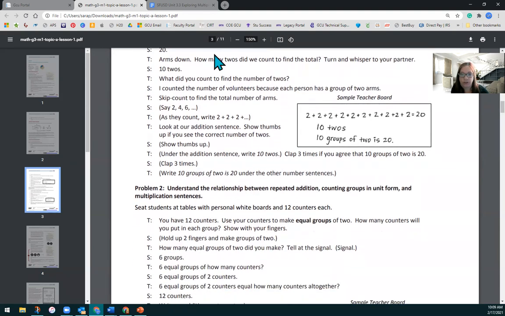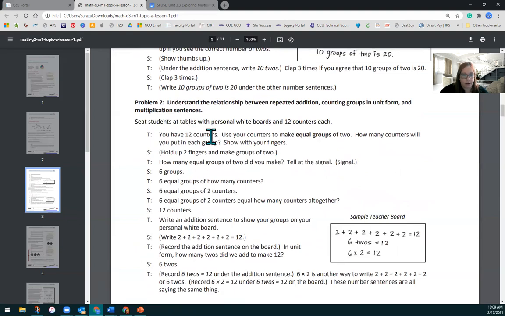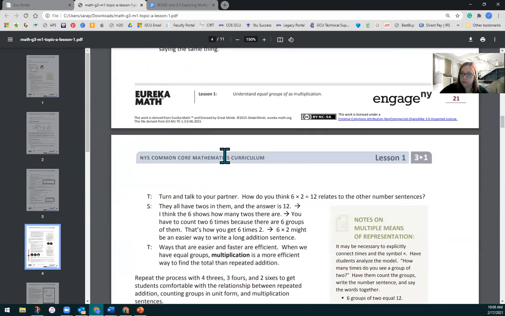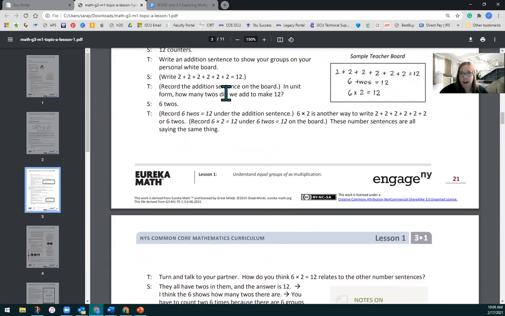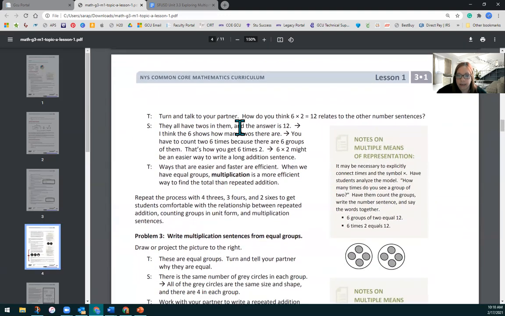Then they go into just one quick example like that, and then a second problem where they have 12 counters and jump right to making equal groups. I want you to make equal groups of 2, and they jump right into the multiplication. So we definitely have a few slight constructivist strategies embedded into this Engage New York, or Eureka Math, it goes by both names, but they jump straight out of constructivism with teacher modeling before students really get a chance to understand it, grapple, and think critically before the teacher reveals thinking.